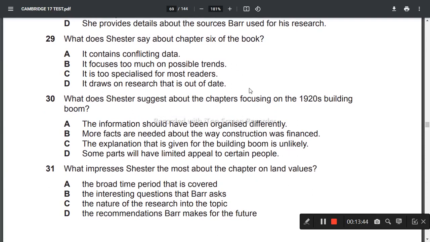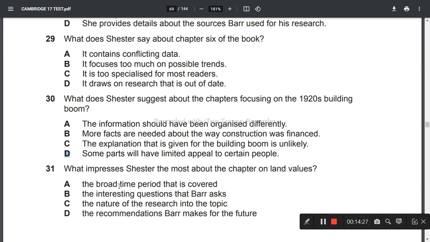What does Chester say about chapter 6 of the book? It is too specialized for most readers. C. What does Chester suggest about the chapters focusing on the 1920s building boom? Some parts will have a limited appeal to certain people. Answer D.